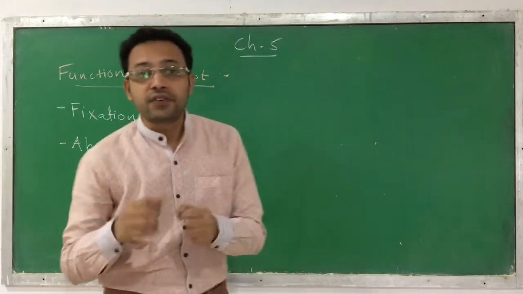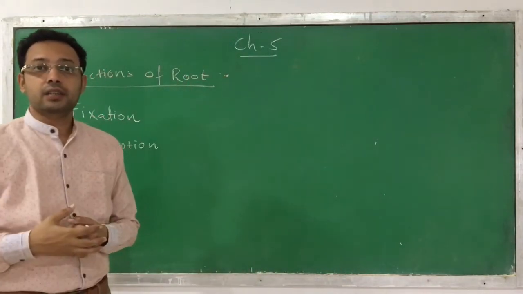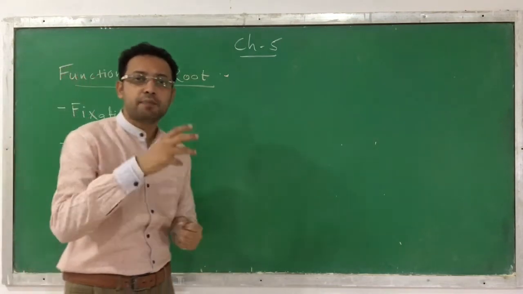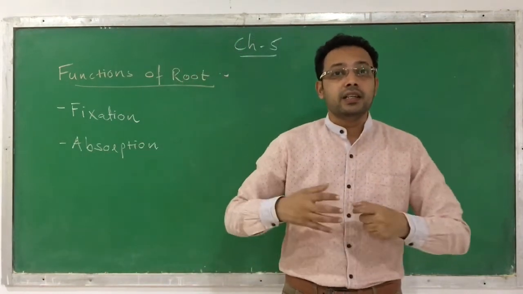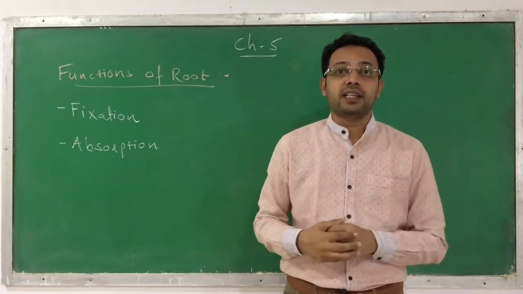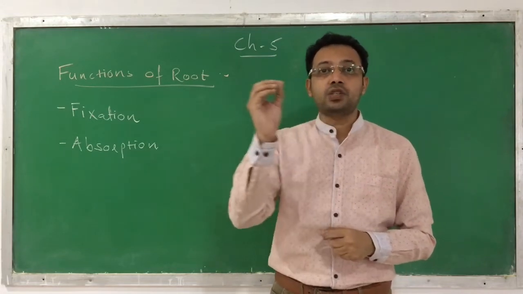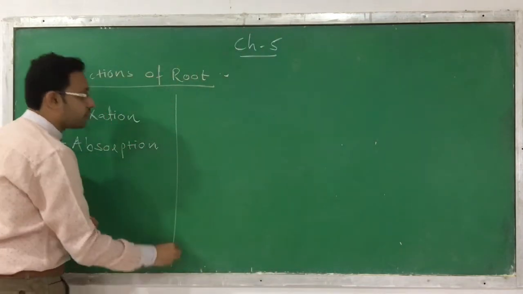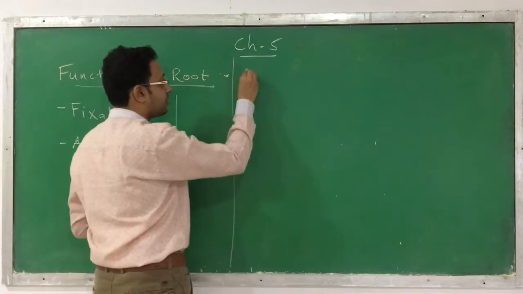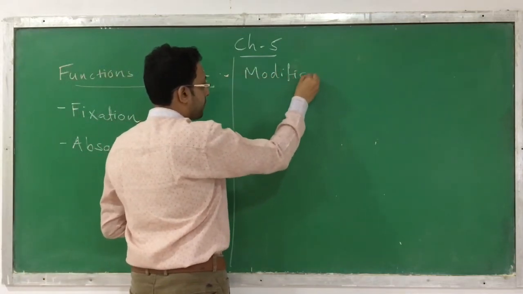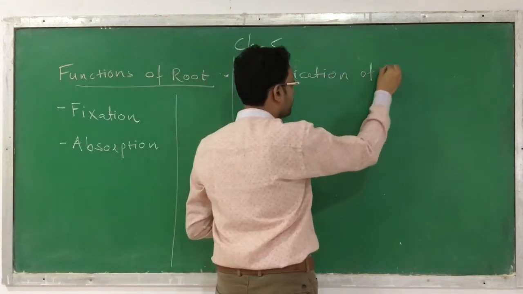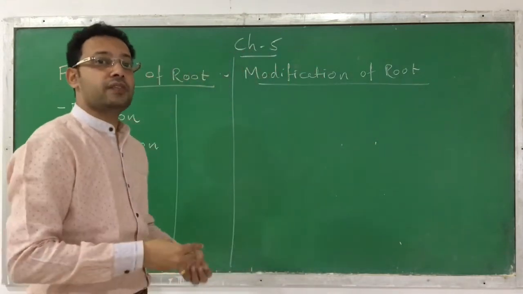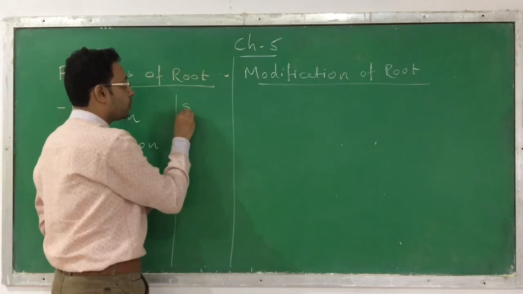But here, in a few plants, the roots have been modified to perform special functions. So there is a variety of special functions a root can perform in a specific plant, and for that purpose they are modified. So now we will discuss the modification of a root for performing a special function. The modification of a root is done to perform a variety of special functions. One of the special functions is storage of food.